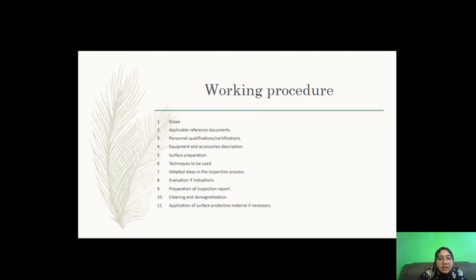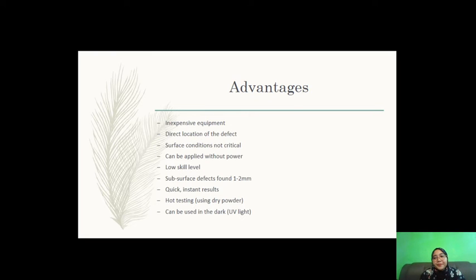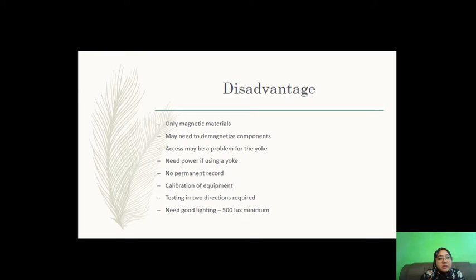Tenth, cleaning and demagnetization. Eleventh, application of service protective material if necessary. The advantage is inexpensive equipment, low skill level, quick, instant result. Hot testing can be used in the dark.